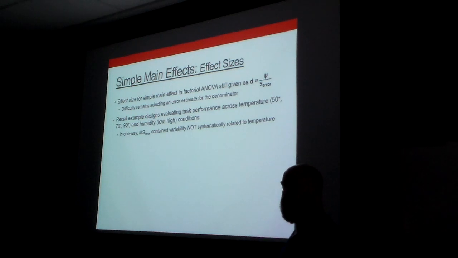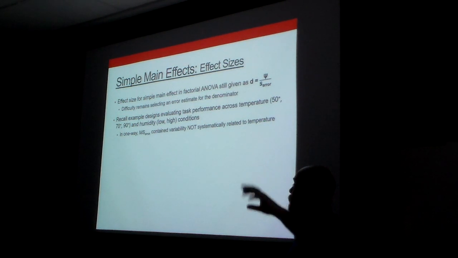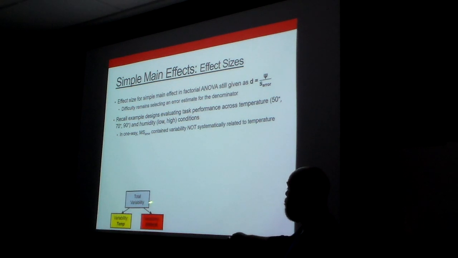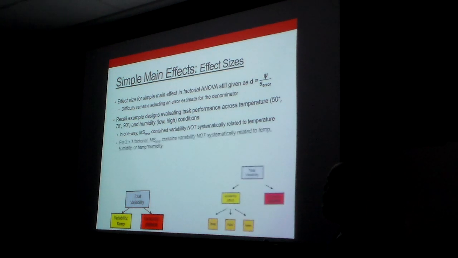My mean squared error is all the variability that I'm seeing in my performance scores that's not related to temperature, because temperature goes into my mean squared effect, right? So here I've got my total variability in my one-way design. We've got temperature here, and then everything else gets dumped down into my error. Okay, people follow me at this point? Sorry, I screwed that up in trying to explain this, but all right.